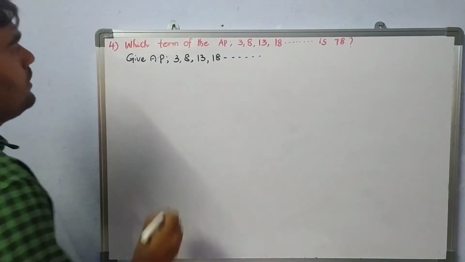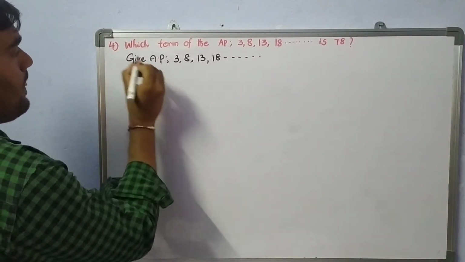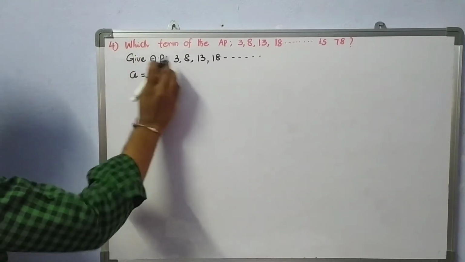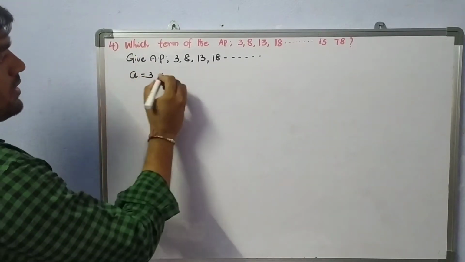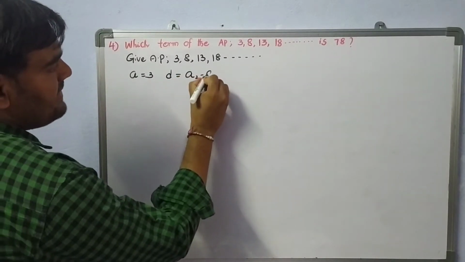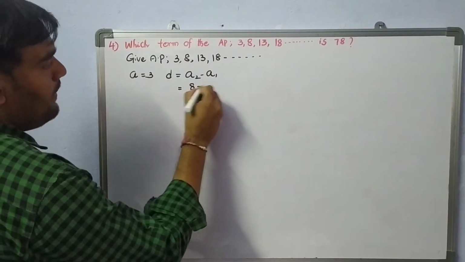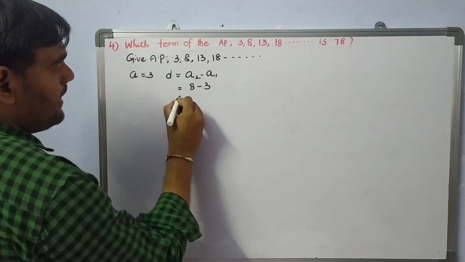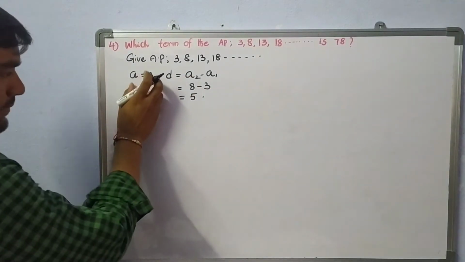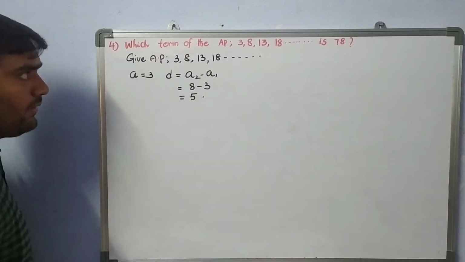Now, a is equal to 3, the first term. Next, this is an AP, so the common difference d is equal to a2 minus a1. What is the value of a2 here? 8 minus 3, which is 5. So the first term a is equal to 3, and the common difference d is equal to 5.